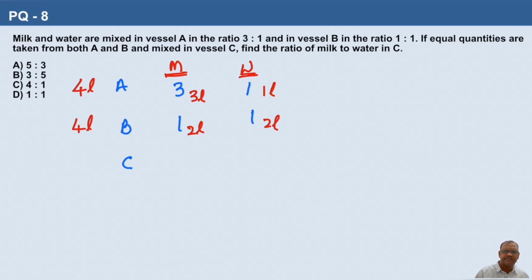Similarly, in vessel A, water is 1 liter, milk is 3 liters. So they are mixed in vessel C. So in vessel C, you have 3 plus 2, 5 liters and 1 plus 2, 3 liters. So the ratio of milk to water in vessel C is 5:3. So the correct answer is option A.